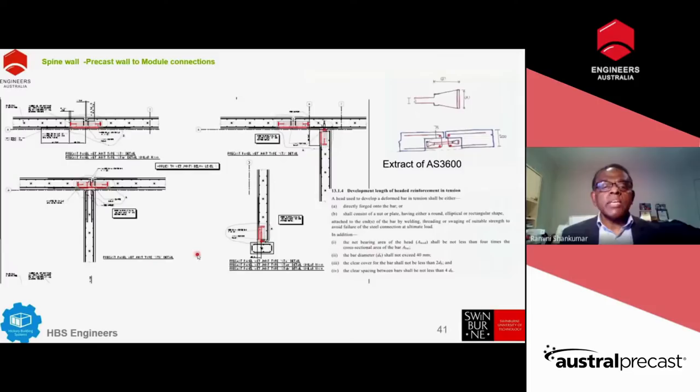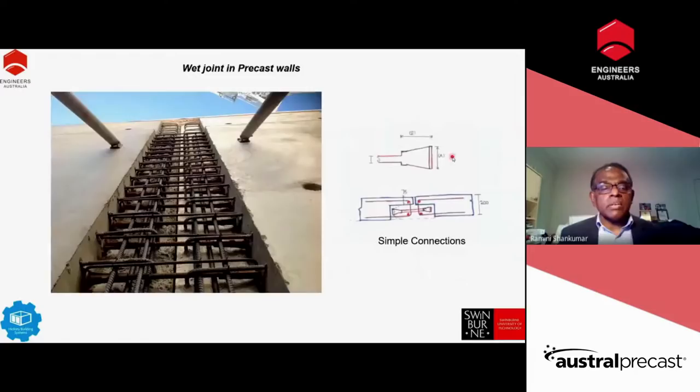And you can see developing the connection is very important. The wet joints are sometimes very long, 1.2 meters to 1.4 meters, which is why people don't like them. Using the AS3600 development length of reinforcement in tension, we can reduce that to about 700. That's a smart way of thinking about what you can do with this connection. But a perfect example is that you must produce that on site, exactly what you need. That is the important part, the knee joint.